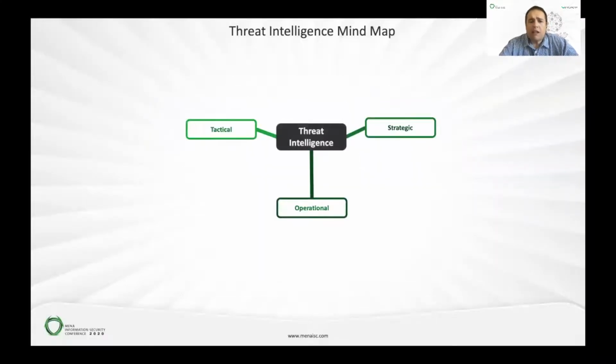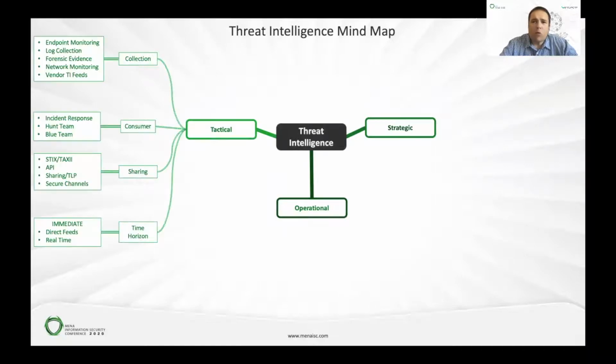Taking down the threat intelligence concept and looking at the tactical, operational, and strategic intelligence, we're going to break that down into a couple of ways that you need to understand it. So obviously the collection, who are the consumers, who benefits from the sharing of this, and what are the time horizons. If you look at the collection, there are some data points you could be looking at, like endpoint monitoring, logs, forensic evidence, and threat intelligence feeds from your feed providers.